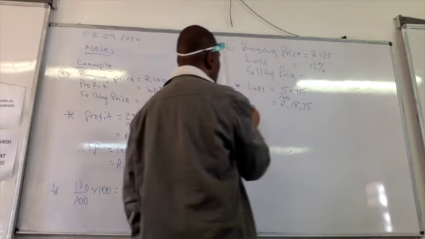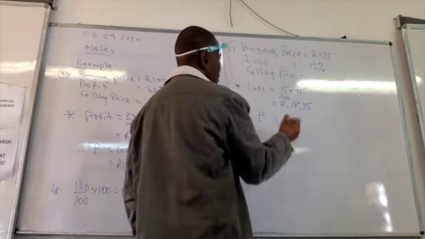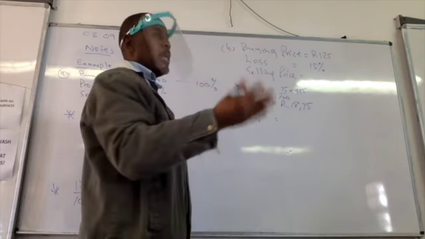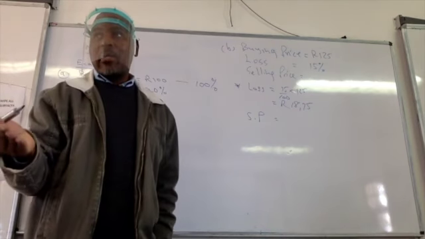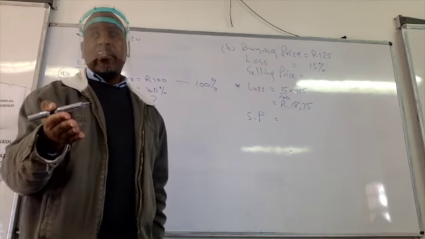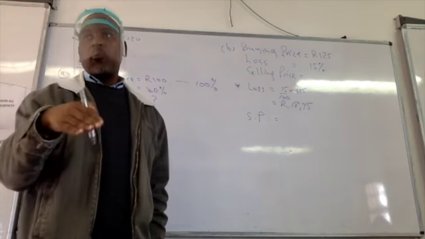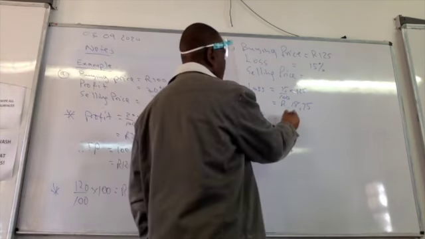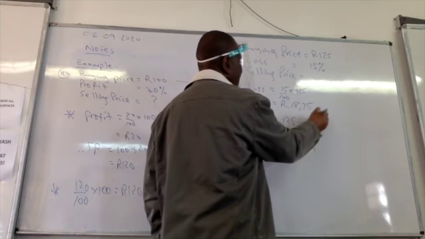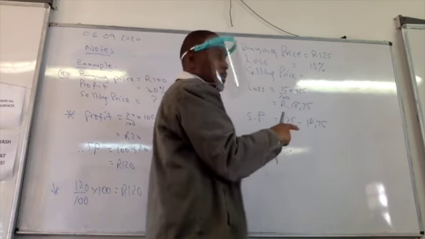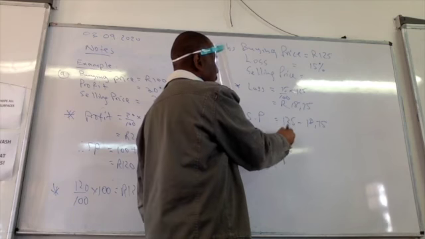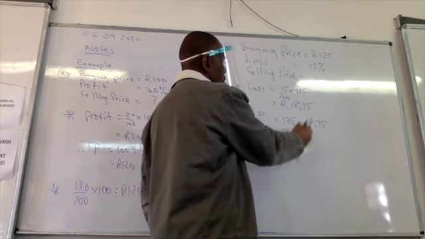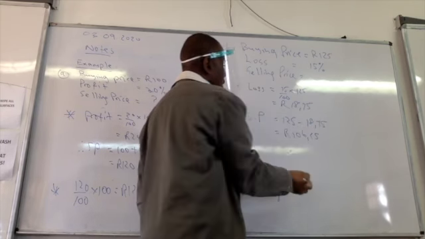So what is the selling price? 106 rand and 25 cents. How do we get it? Because you need marks, right? So you don't just give me the answer, you give me how you get the answer. You say 125 minus 18.75. I must see this. What is 125 minus that now? 106.25, right? So that is fine.